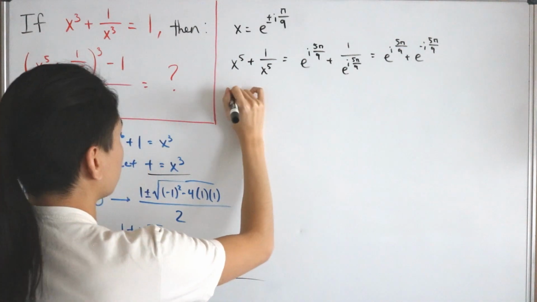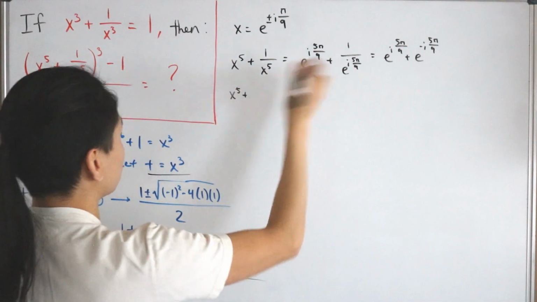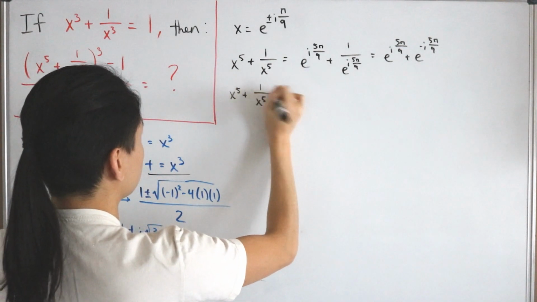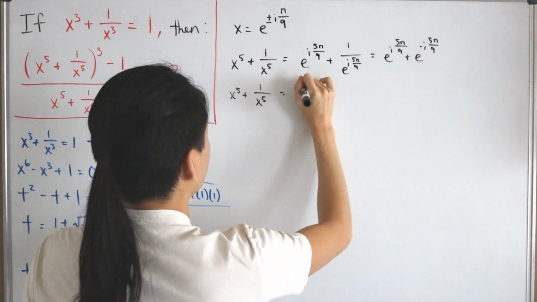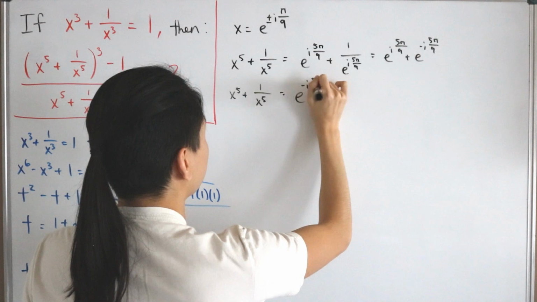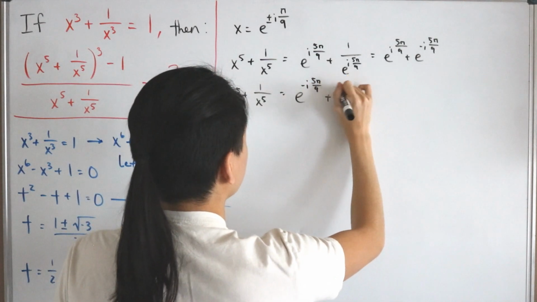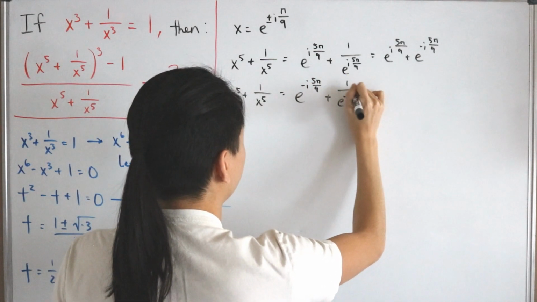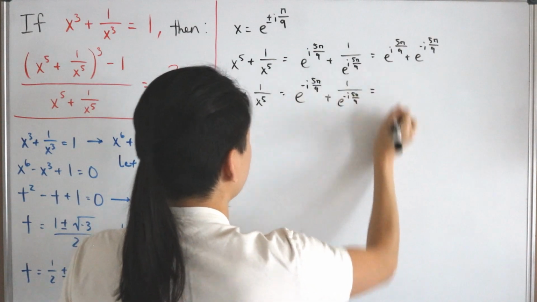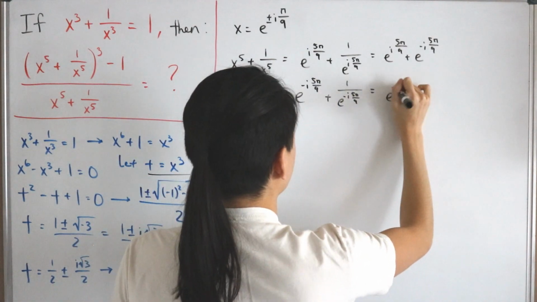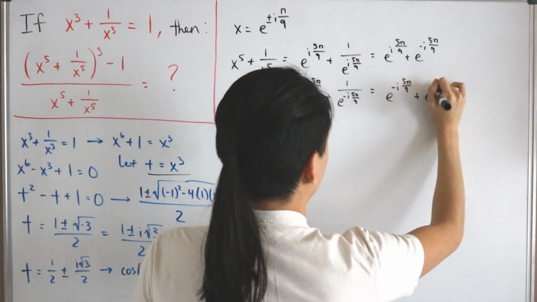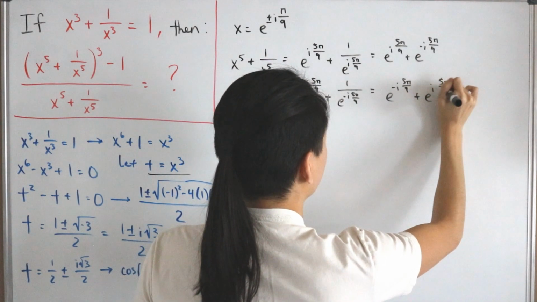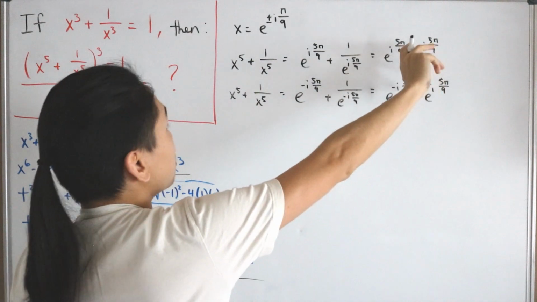Okay, so now let's do the negative case, negative i 5 pi divided by 9. So e to the minus i 5 pi divided by 9, and then add this with 1 divided by e to the negative i 5 pi divided by 9. If you rewrite this, that's the same thing as e to the negative i 5 pi divided by 9, then add this with e to the power i 5 pi divided by 9, and you'll notice that these two are actually the same thing.